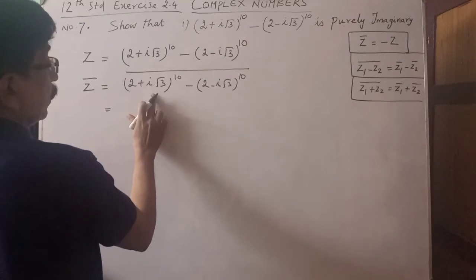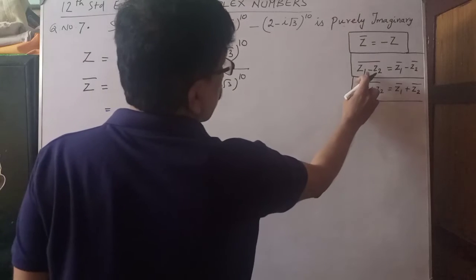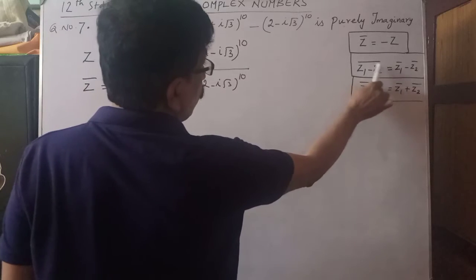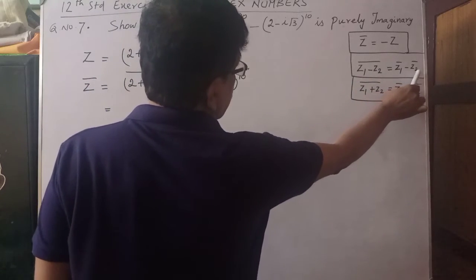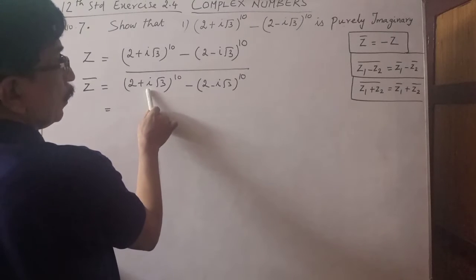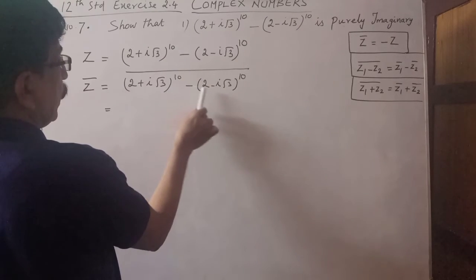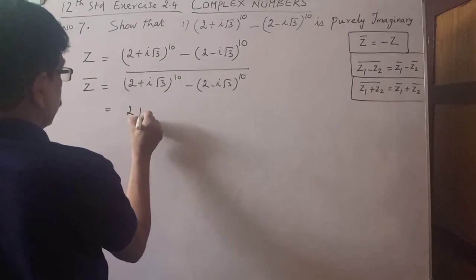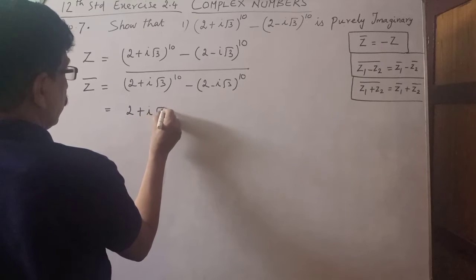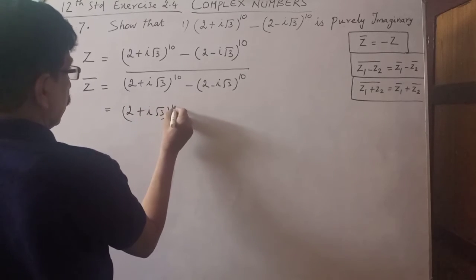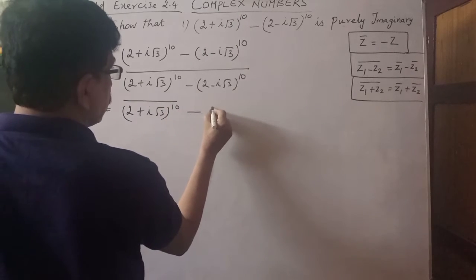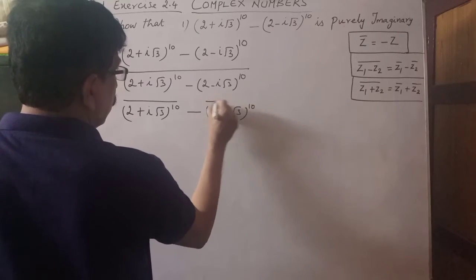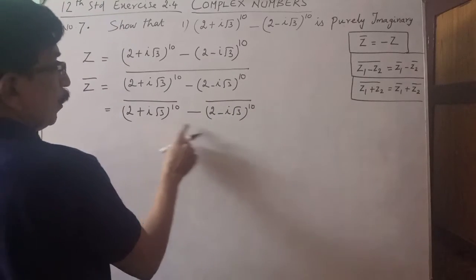Now we can write this in the form (z1 − z2) whole bar is equal to z1 bar minus z2 bar. This is z1, this is z2. So we get (2 + i√3)^10 bar minus (2 − i√3)^10 bar. This is z1 bar minus z2 bar.